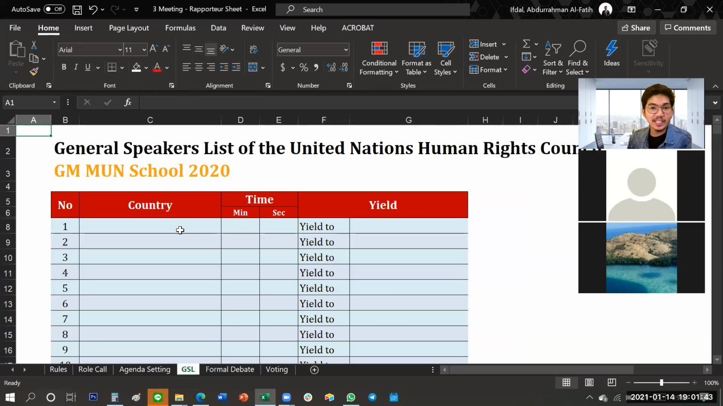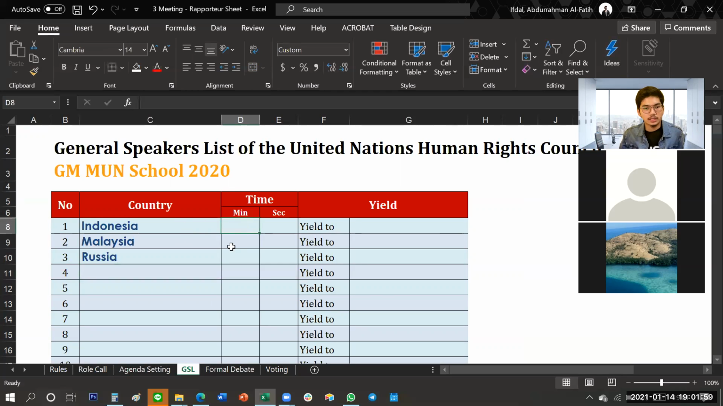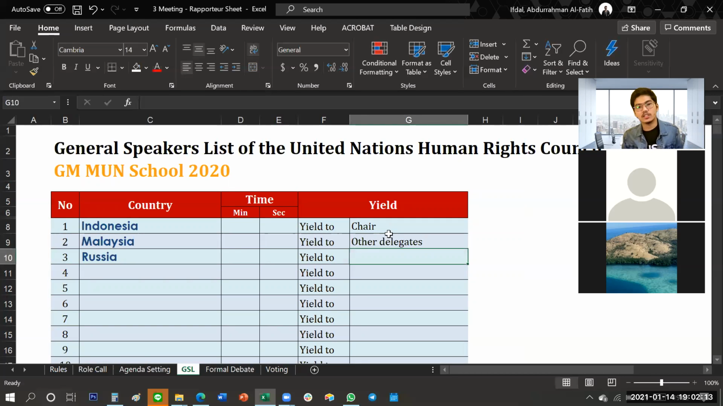Because I think the simulation can be done perhaps in the fourth session as well, but we'll make sure it happens today. Okay, so for example, my country is Indonesia, and then the next delegate is Malaysia, and then the next delegate is Russia, for example. Okay, so there's the time column here. There's min, there's sec, and there's yield. Remember, yield has three options. You can yield to the chair, you can yield to other delegates, you can yield for a question and answer session.